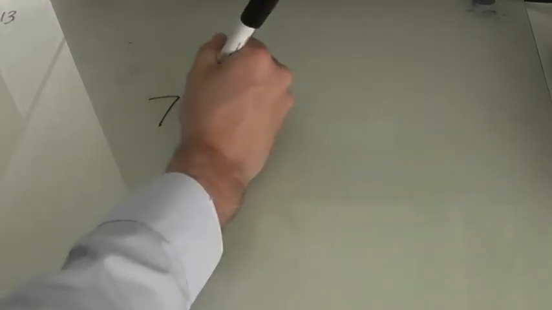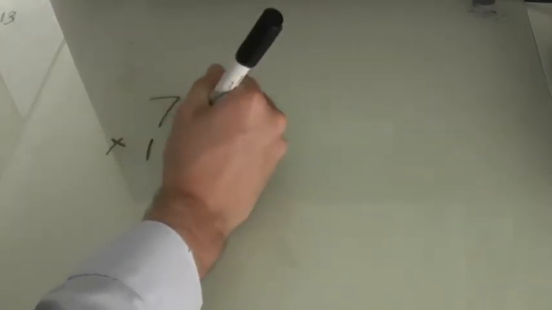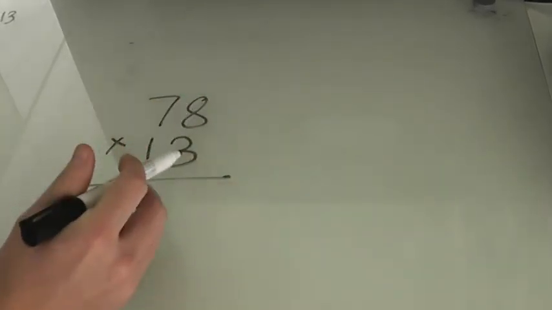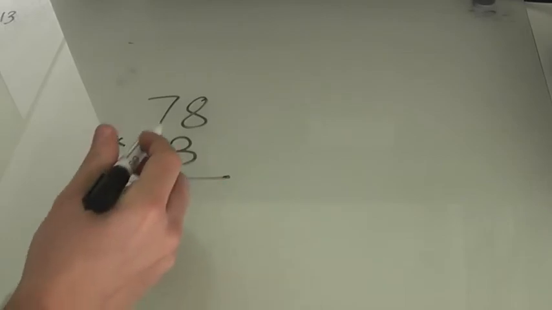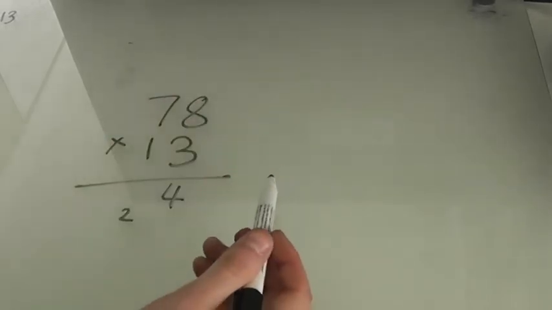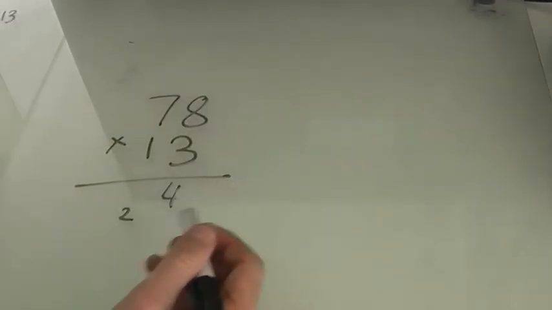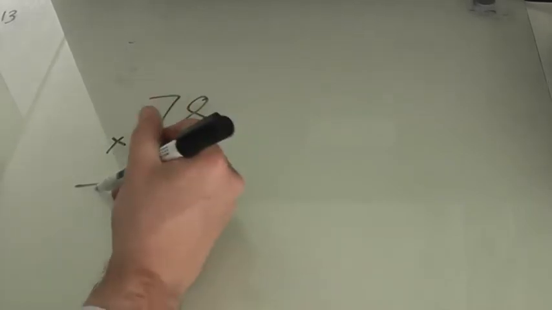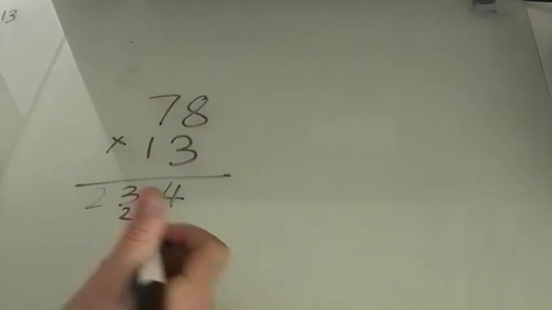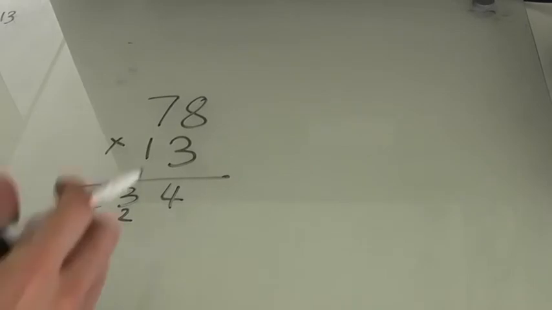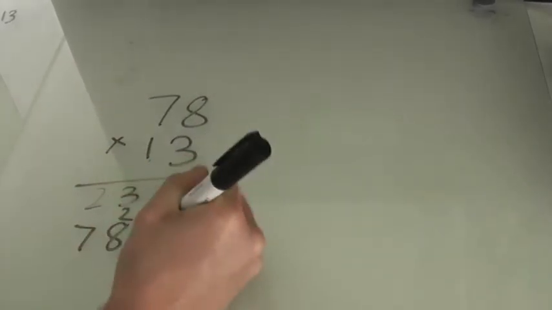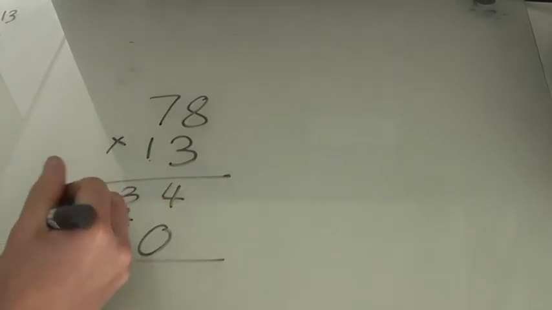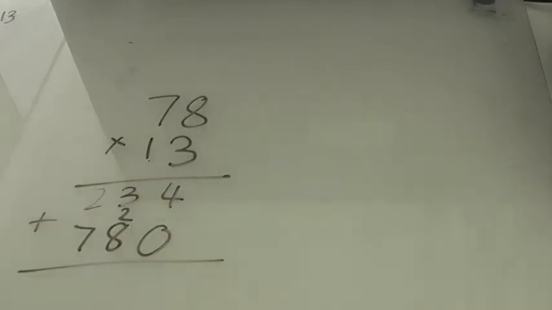So we've got 78 times by 13. Do 8 times 3 first, which will give us 24. Then you need to do 3 times 70, so 3 times 7, which is 21. Add 2, which is 23. And that will give us 234. Now we do 78 times by 10, which will give us 780. And then add those two together.